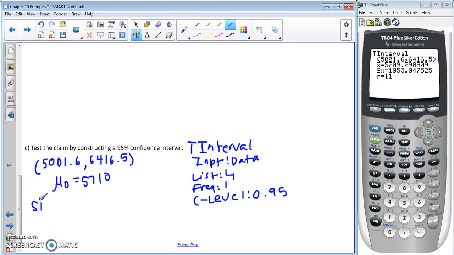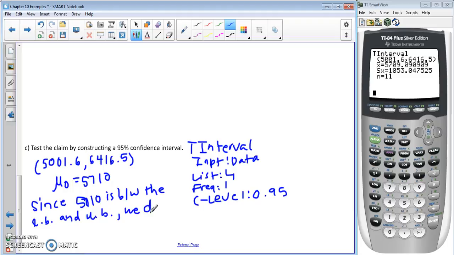So since 5710 is between the lower bound and upper bound, we do not reject the null hypothesis. So you can see no matter what approach we use, we still get the same result.